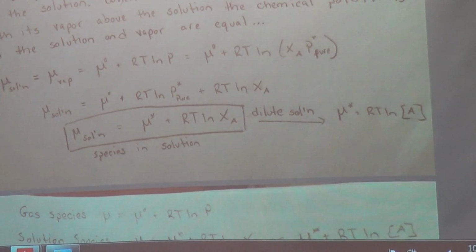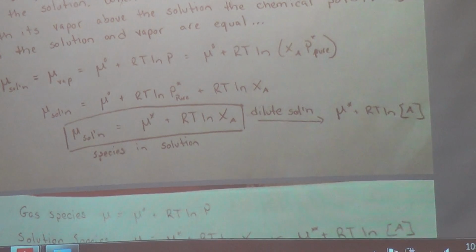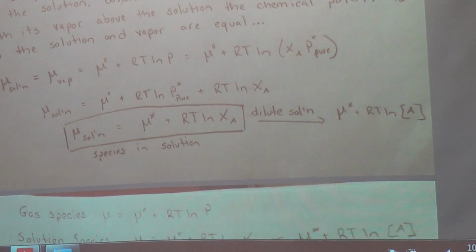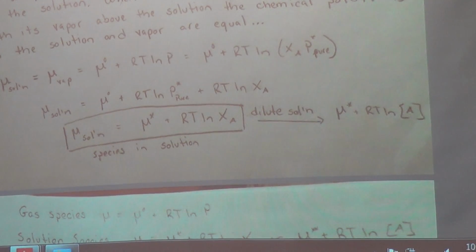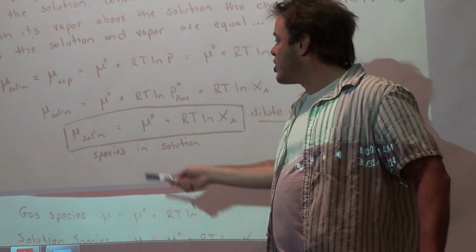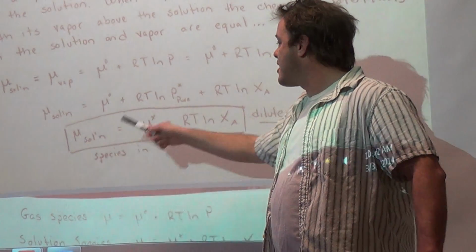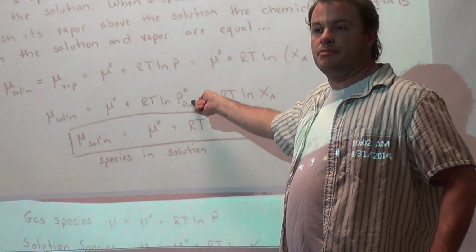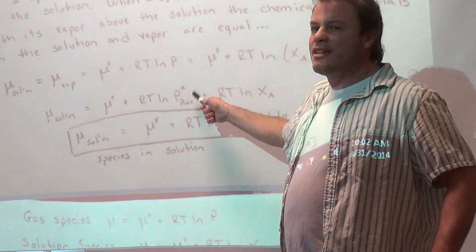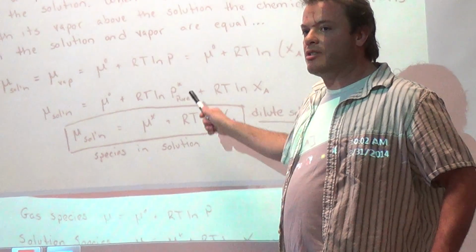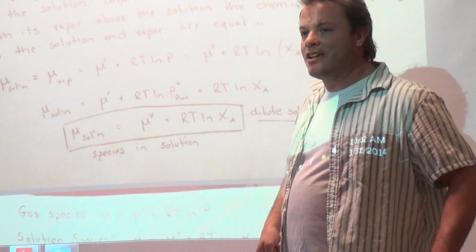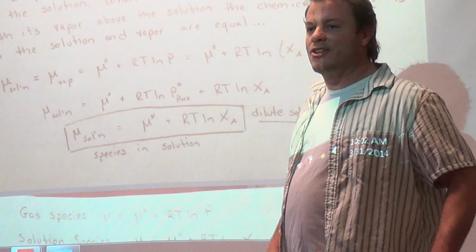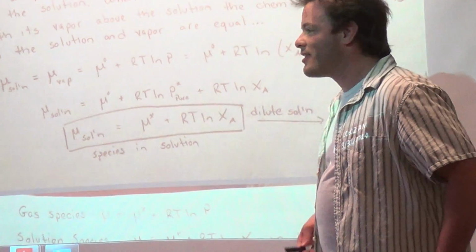Go ahead. What's the difference between mu naught and mu star? Mu star is the one that refers to the solution, and it includes mu naught of the gas plus RT natural log of the pressure of the pure solution. This takes a while to wrap your head around. I encourage you right now to just kind of accept it and go back and ask yourself in the next 3 years what the hell it means. That's what I did.